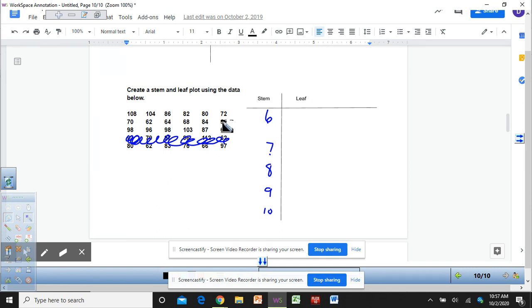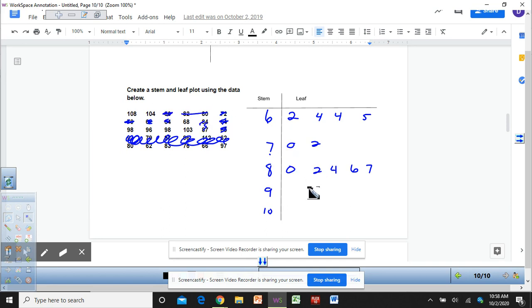So we're going to go through and check. Looks like we have 62, 2 64s, and a 65. So 62, 2 64s, and a 65. That takes care of all my 60s. Then you do the same thing with 70. So we got a 70. Looks like we have a 72. And then you go to your 80s. Looks like we have an 80, an 82, an 84, an 86, and an 87.